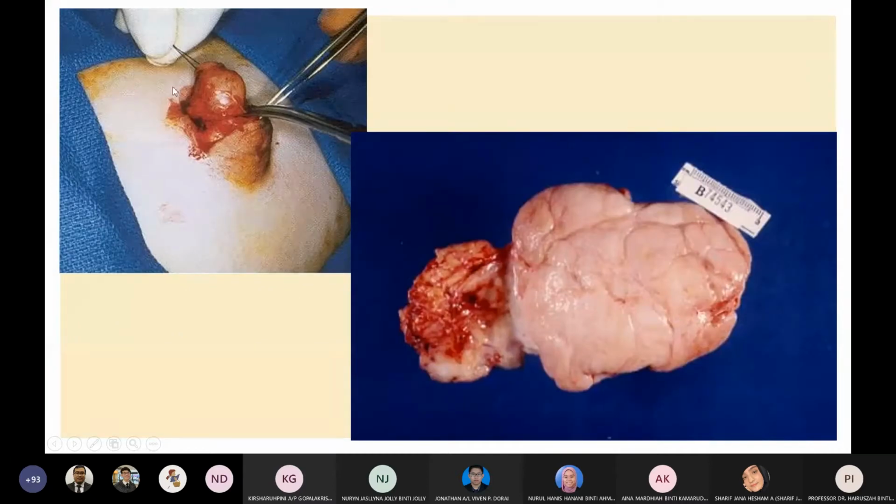So this is how it looks when you resect. It's very simple. Usually it's quite superficial. You make an incision and it comes out quite nicely because it has a nice capsule around it. Like this, very nice and easily taken out, separated from the rest of the breast. A typical appearance of fibroadenoma.